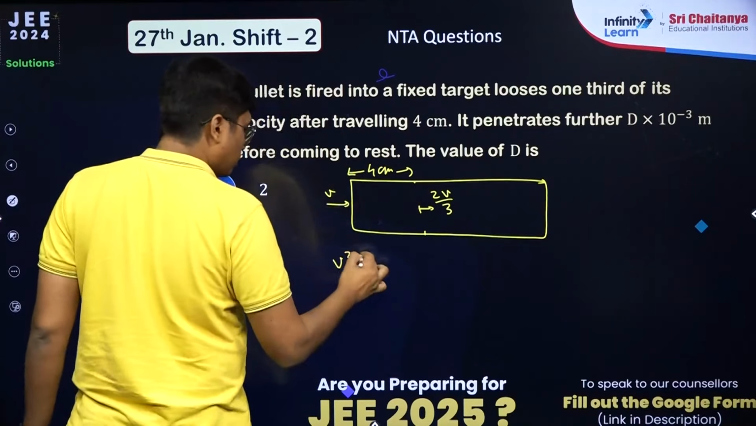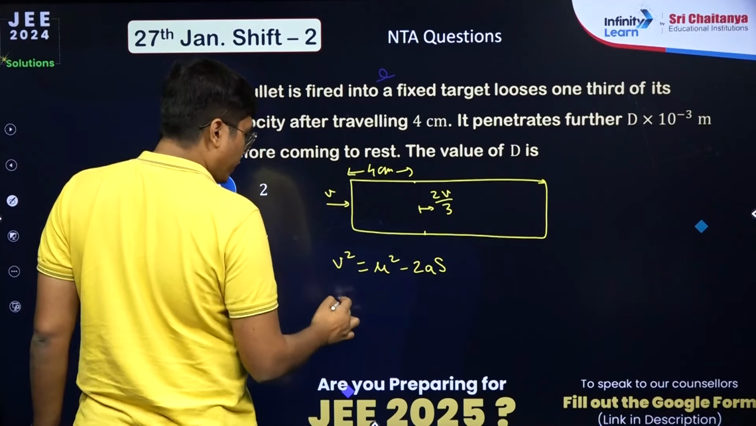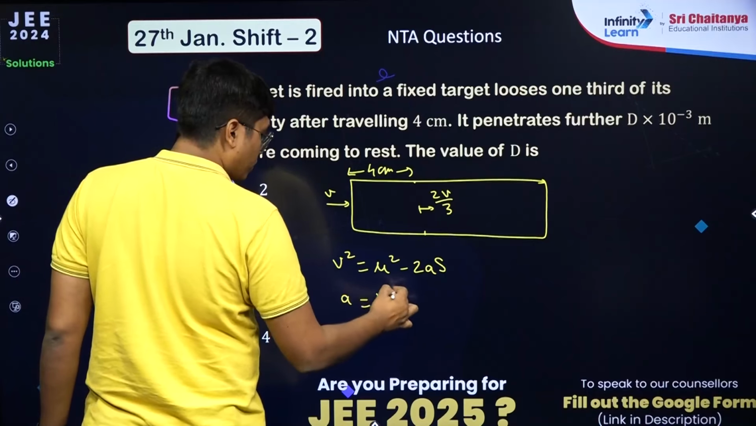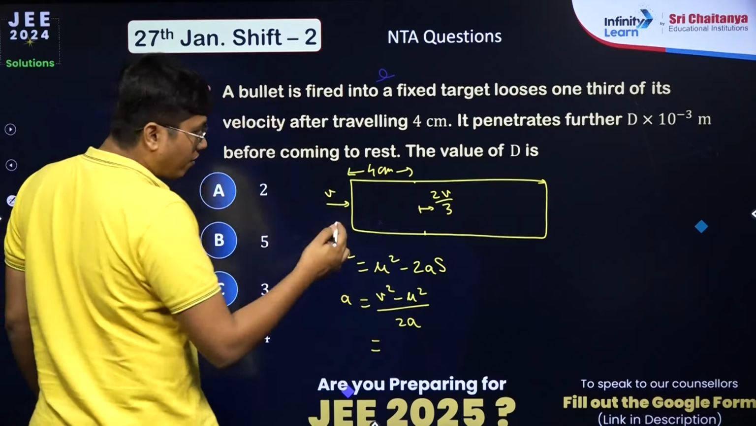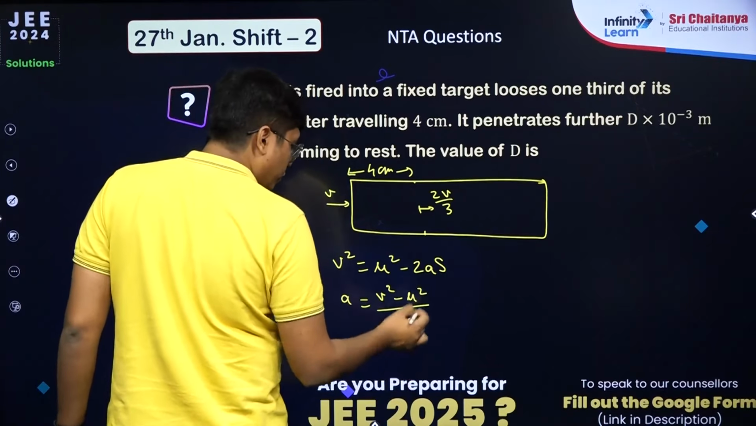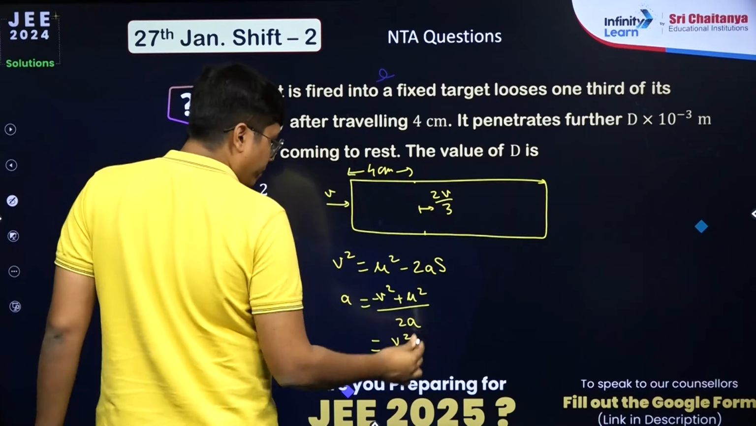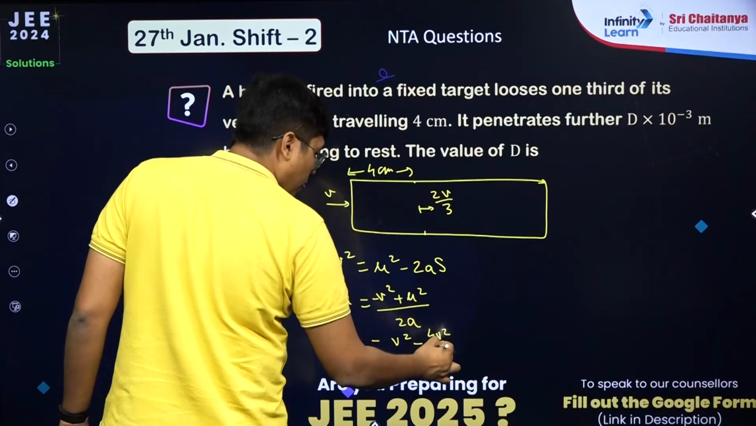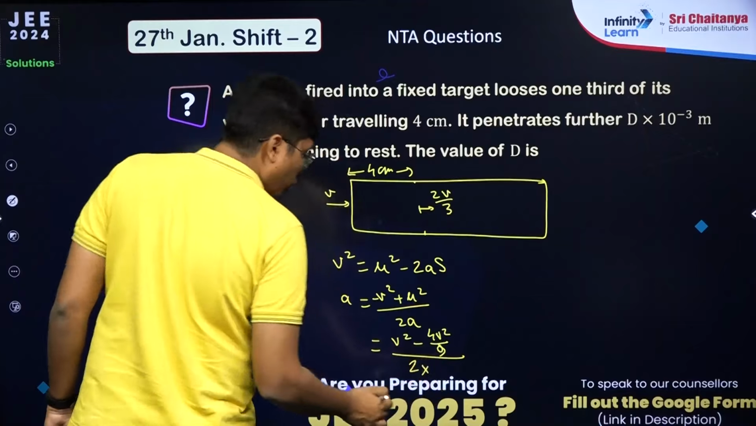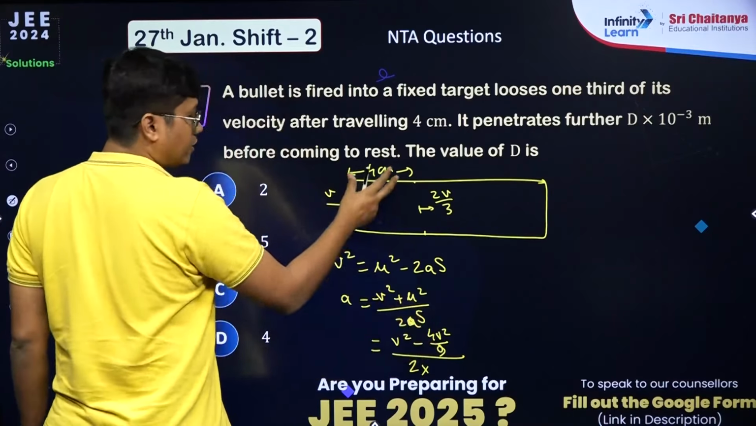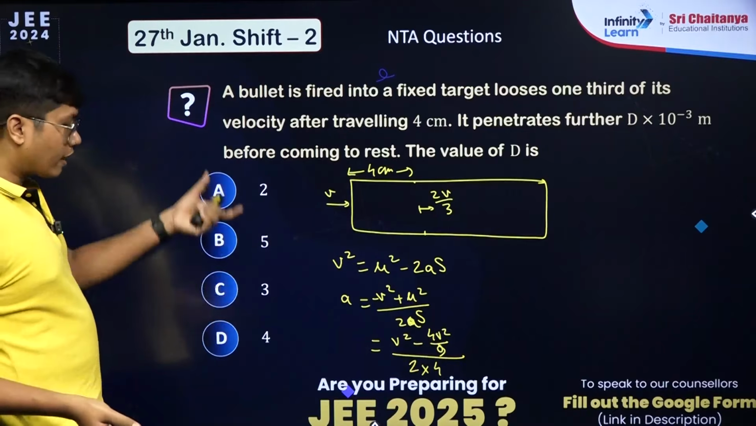So we can use v square is equal to u square minus 2as relation. So we get a is equal to u square minus v square divided by 2s. This is the initial speed v square minus 2v by 3 whole square, which is 4v square by 9, divided by 2 into, this is 2s, my bad. The distance travelled is 4 centimeter. So we'll keep it in centimeters because at the end I believe we can answer in centimeters only.